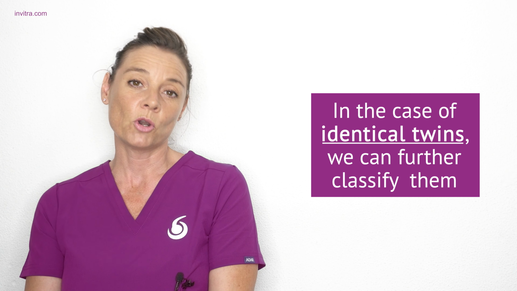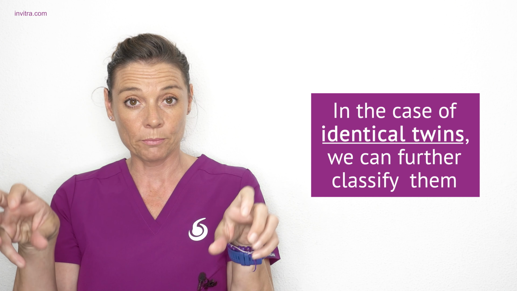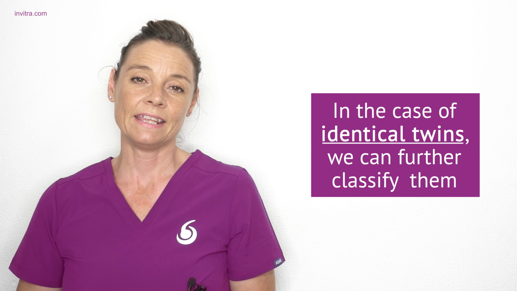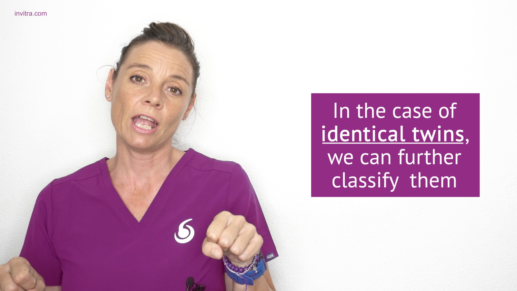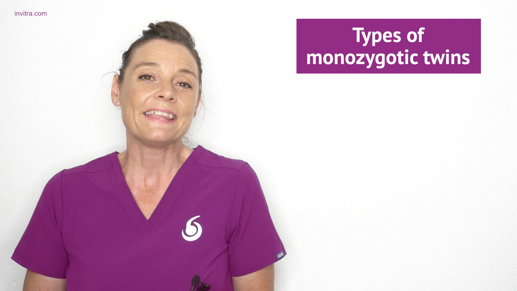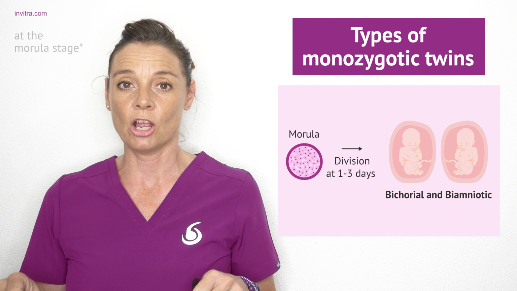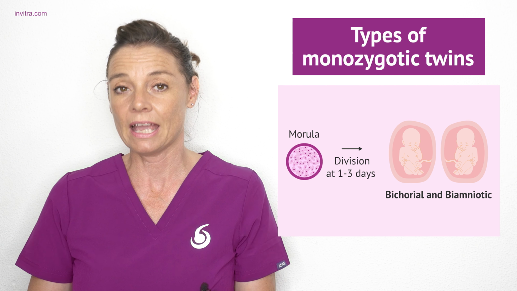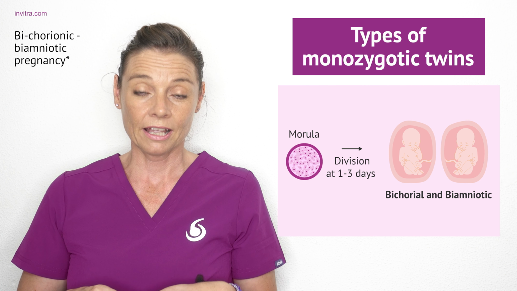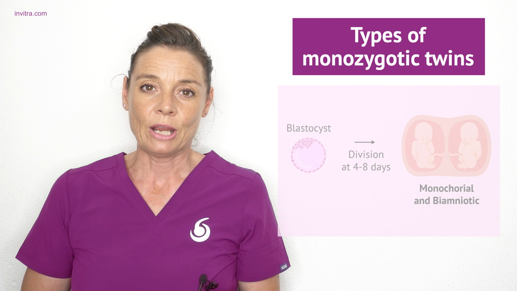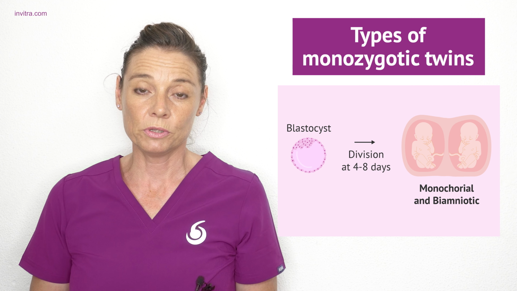In the case of identical monozygotic twins, we can actually classify them further depending on when the split of the embryo occurred. The time in which the embryo has divided into two individual embryos can affect whether they share a placenta or an amniotic sac. If the embryo divides early at the blastocyst stage, it is likely that each embryo will then go on to form its own placenta and its own embryonic sac, the technical term being bichorionic pregnancy.